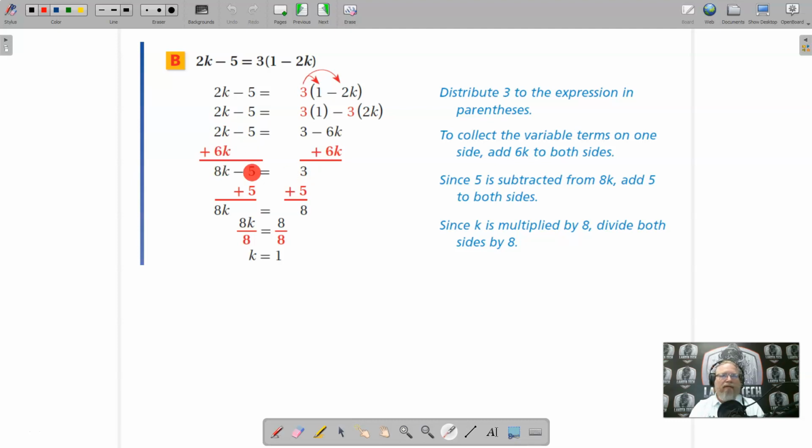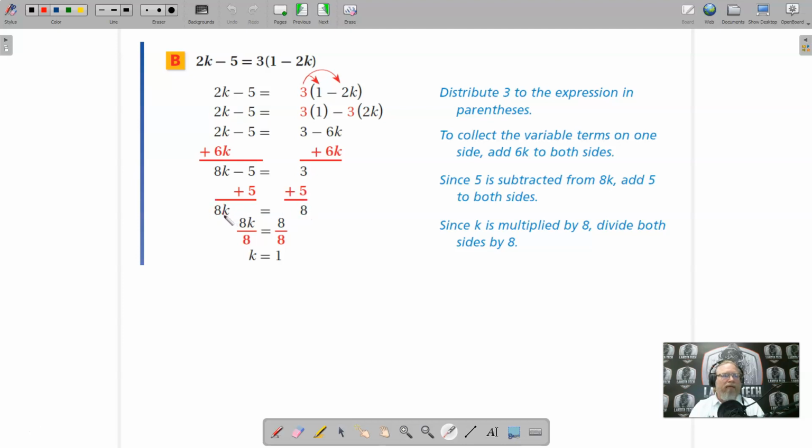Let's bring down that negative 5. Now we need to add 5 to get rid of the negative 5. What we do to one side, we do to the other. The 5's cancel each other, leaving us with 8k. 3 plus 5 is 8. I now have 8k equals 8.